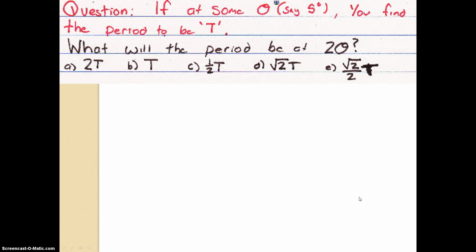Question for you. If at some angle, say 5 degrees, you find the period is T, what would the period be if you let it go at 2 theta, or 10 degrees? Would it be twice the period, same period, half the period, square root of 2 period, or 1 over square root of 2, which is root 2 over 2 period? Can you please pause, think, and get ready?